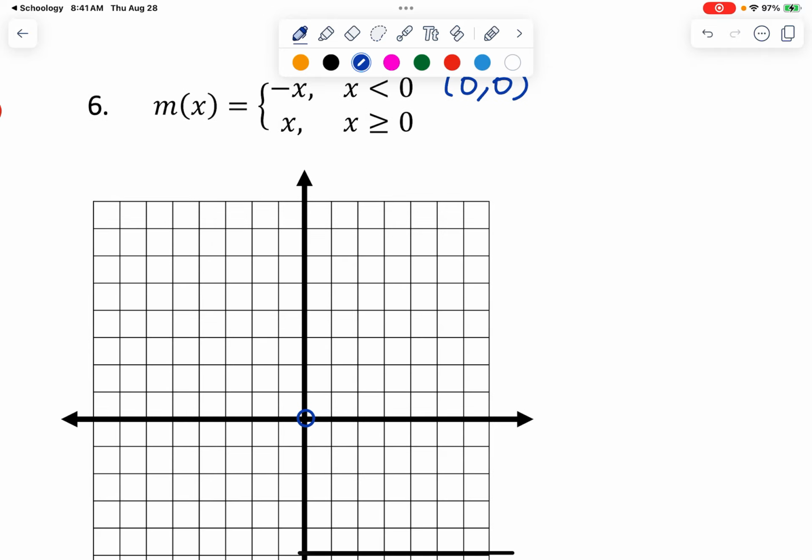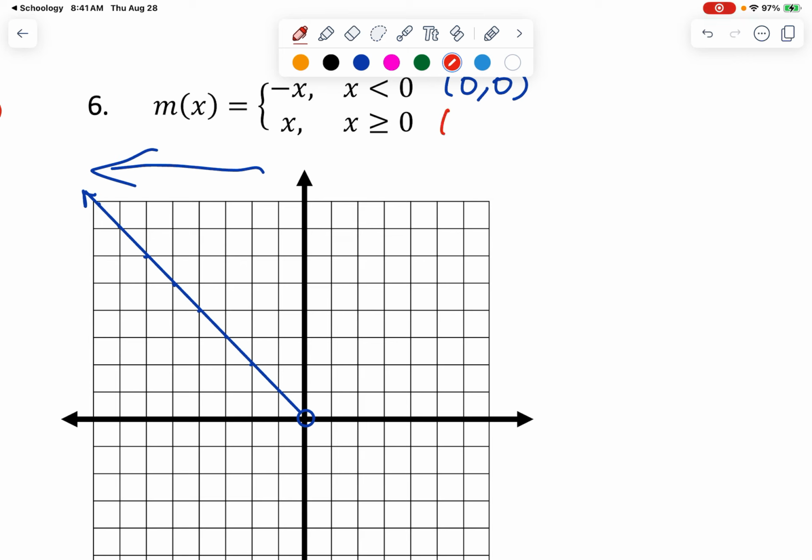And then this one has a slope of -1, and I'm only graphing values smaller than 0, right? So I'm graphing this direction, and I want a slope of -1. So a slope of -1 would be up and to the left, okay? Or you can say I'm plugging in -1, I get +1. Plugging in -2, I get +2. However you want to do it, okay?